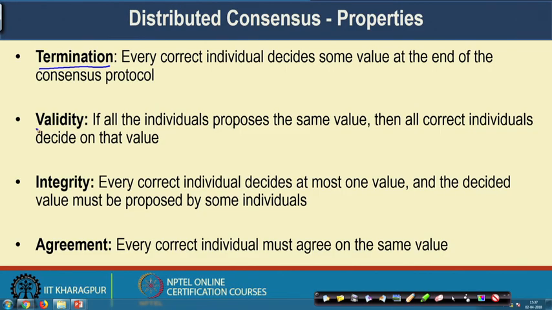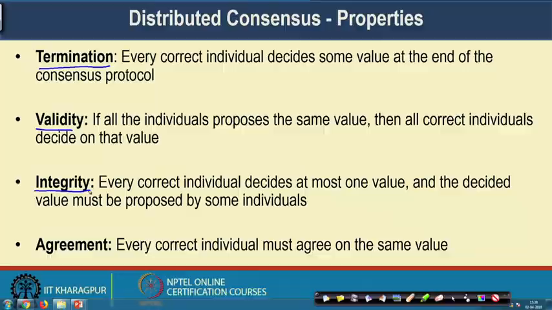Then the second property is validity. The validity property says that if all the individuals propose the same value, then all correct individuals decide on that value. Like the example that we have shown earlier, if all the individuals propose a value 10, then every correct node should come to a consensus with value 10. They should not deviate from that particular value. So, that is the validity property of a consensus protocol.